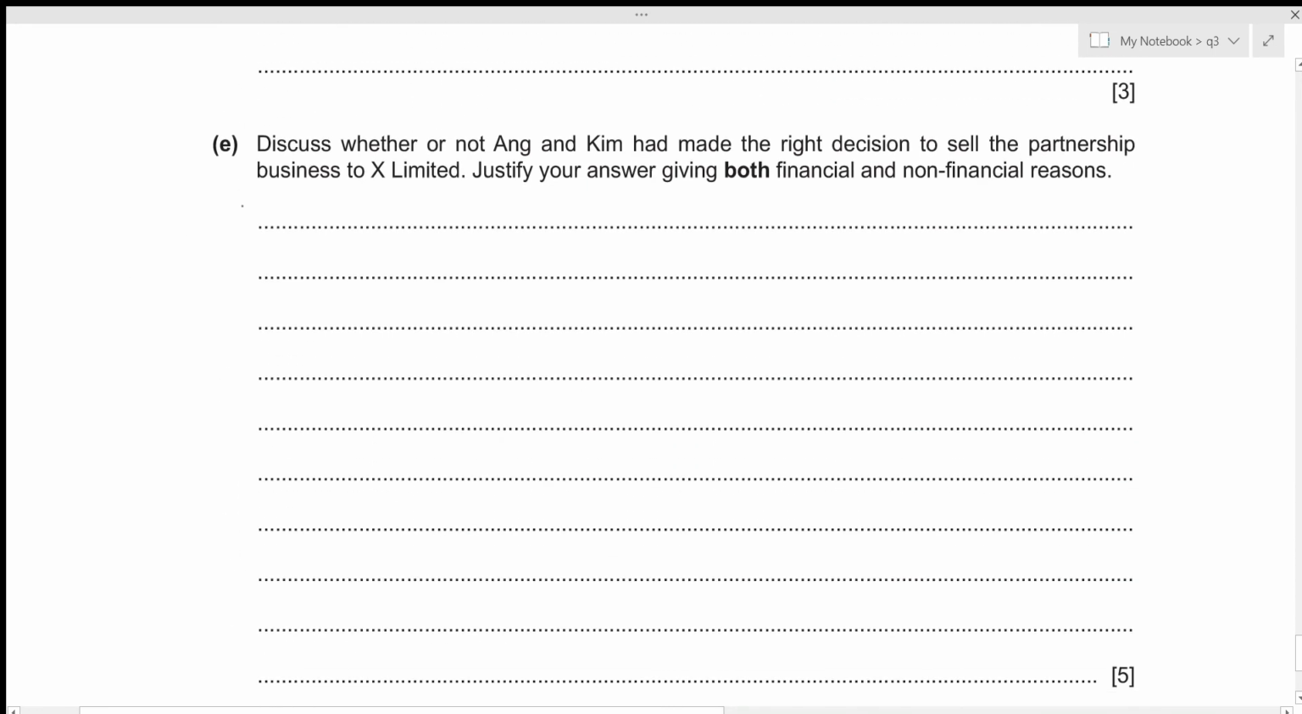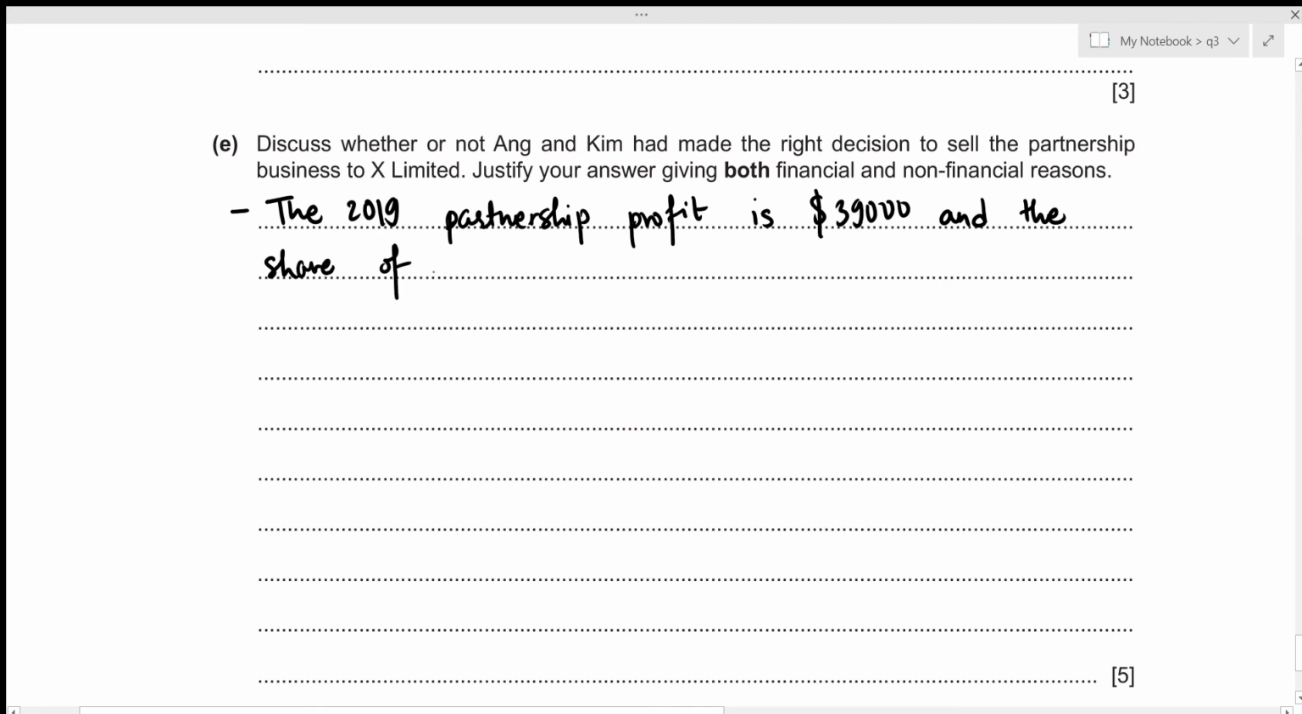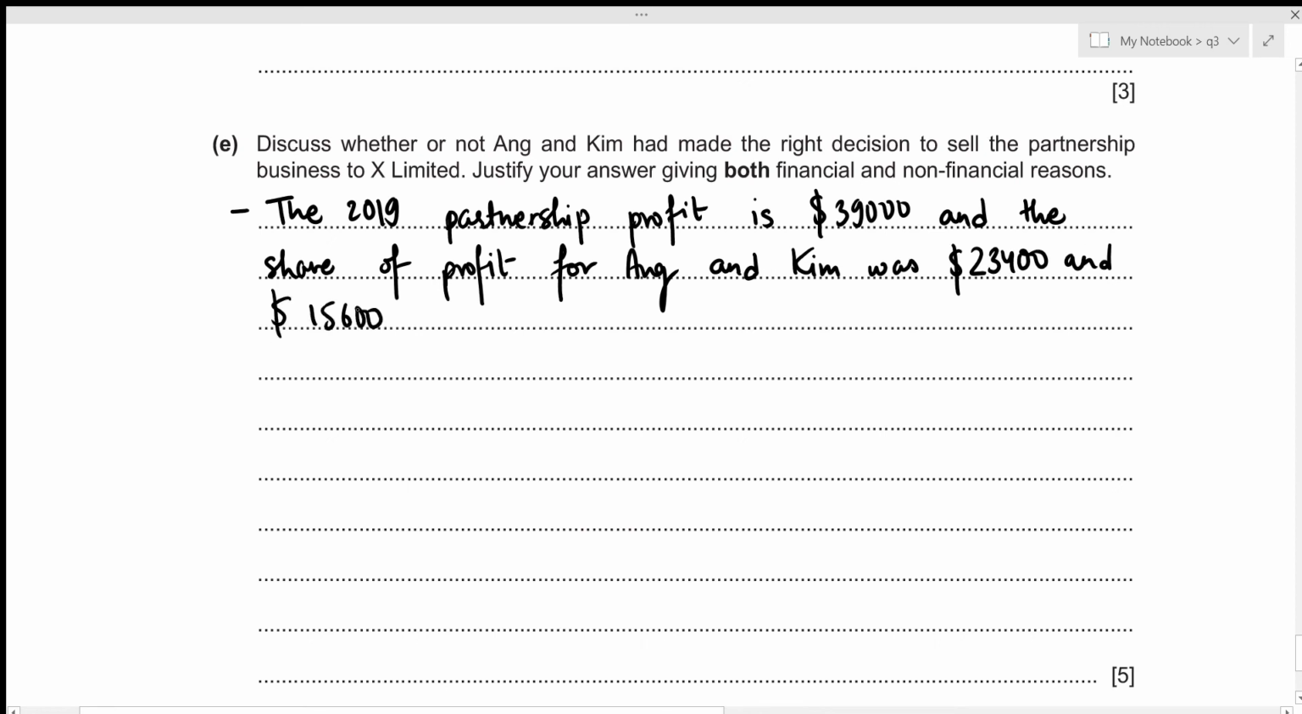So we know that the 2019 partnership profit is 39,000, and the share of profit for Ang and Kim was 23,400 and 15,600 respectively.